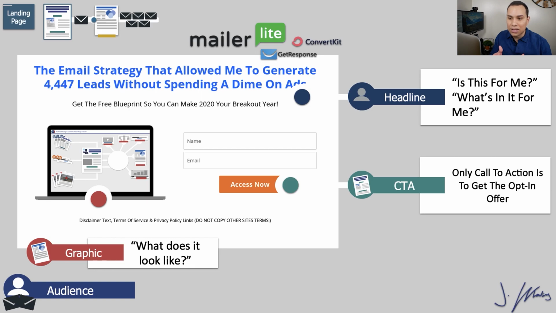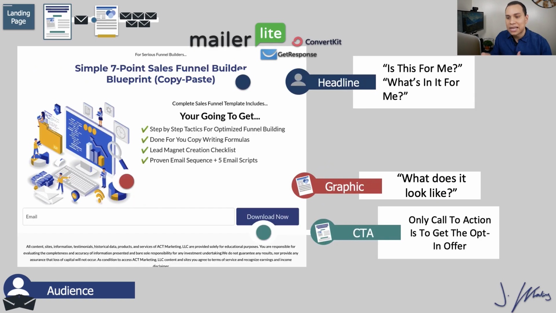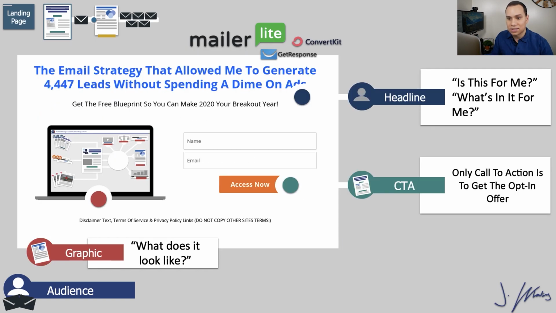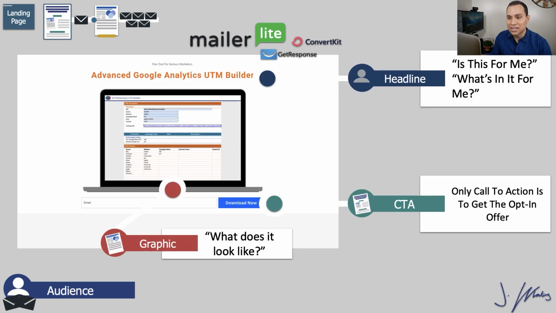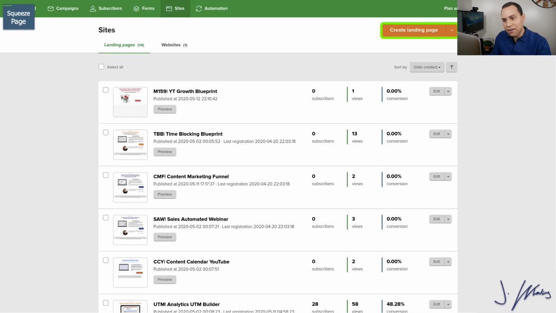So this is another example of what a squeeze page can look like. So the previous two were landing pages simply because they had bullet points, whereas this one is considered a squeeze page because it's just a headline and a picture, and it's okay. This is as complex as it needs to be. Here's another example of a squeeze page where we have even less on the page. So let's dive right into MailerLite and build your landing page.